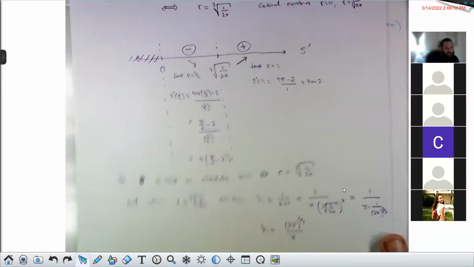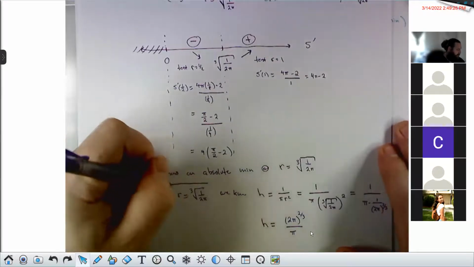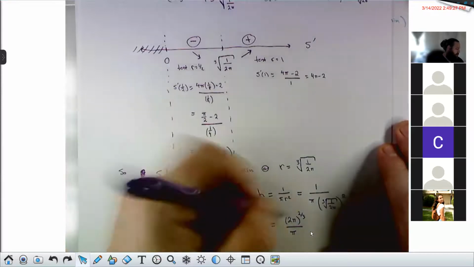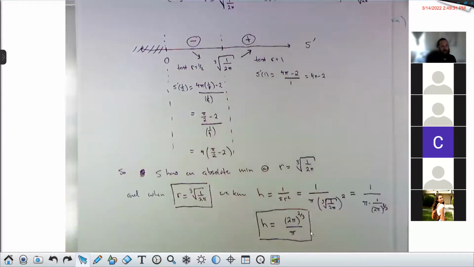Could you do more? Yeah. Would I expect you to do more? No. If you give it to me like this, will I give you full credit? Yeah. Would I prefer it like this? Also, yeah. So these are your final answers. You want to pick the radius to be the cube root of 1 over 2 pi and the height to be 2 pi to the 2/3 divided by pi.